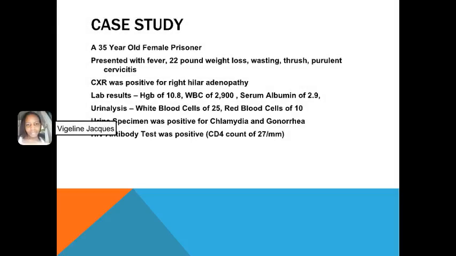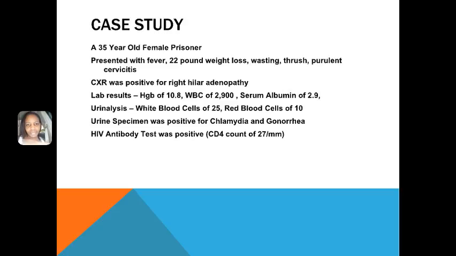This case study is of a 35-year-old female prisoner presented with fever, 22-pound weight loss, wasting syndrome, thrush, purulent cervicitis. Chest X-ray was positive for right hilar adenopathy. Lab results were hemoglobin of 10.8, WBC 2900, serum albumin 2.9.